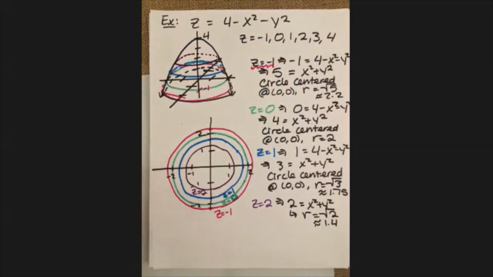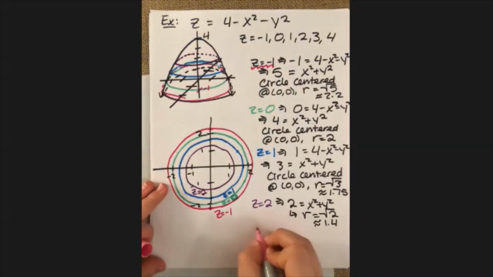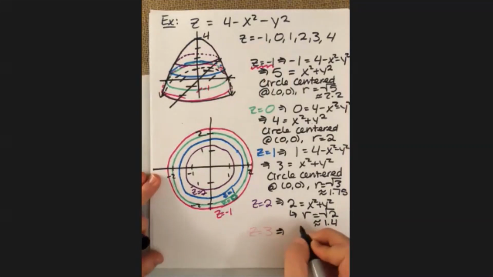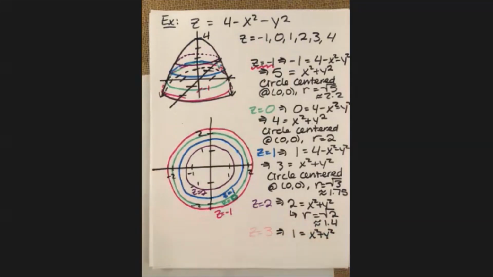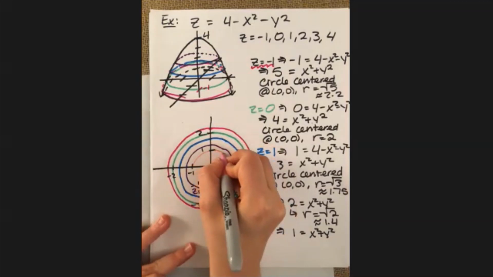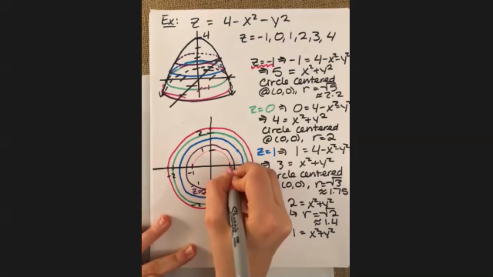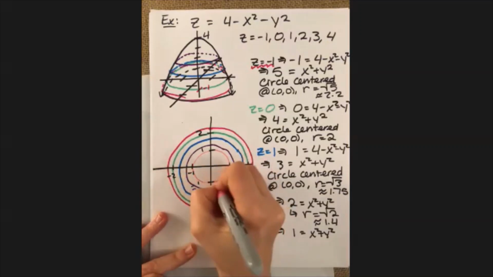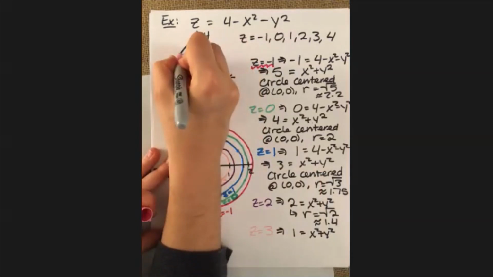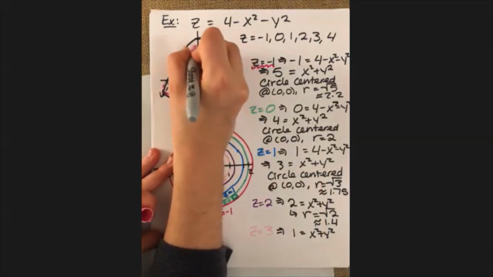And then next we have z equal to 3. So we have 1 equals x squared plus y squared in this case. So that's just radius equal to 1. So that gives us this circle here. And then looking back at our original graph, that's this piece.